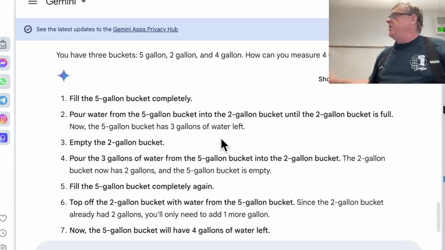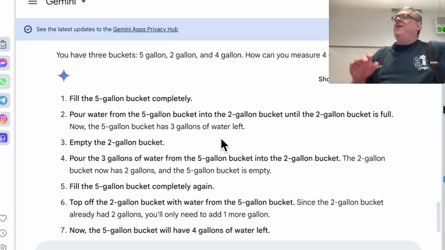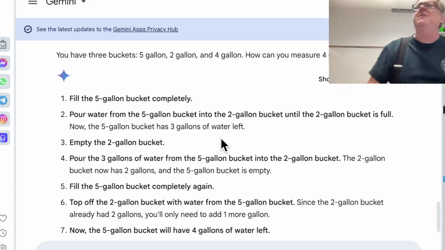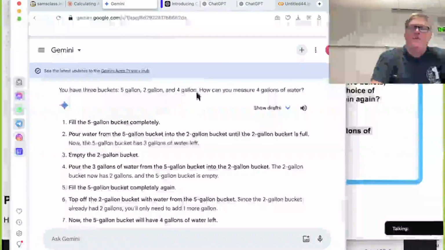And the reason why these large language models give you stupid answers is because they don't understand the question. What they're doing is they're finding questions that look like this. And there is a famous question where you have, I think, a 5 and a 3 gallon bucket, and you need 4 gallons, and you have to pour the water back and forth between them in some pattern. And they're just giving you that answer without understanding that there's an obvious better answer.